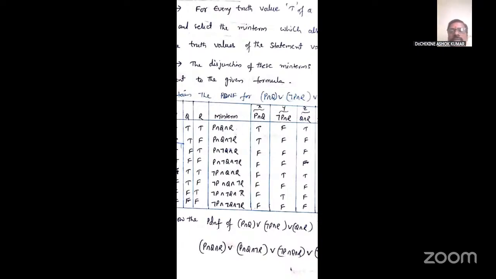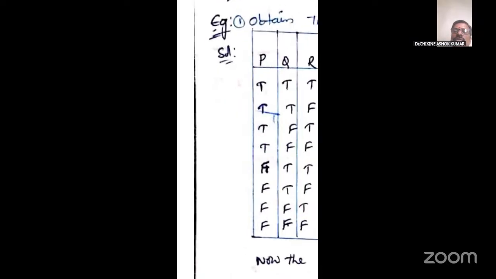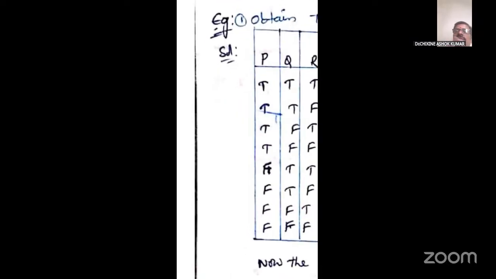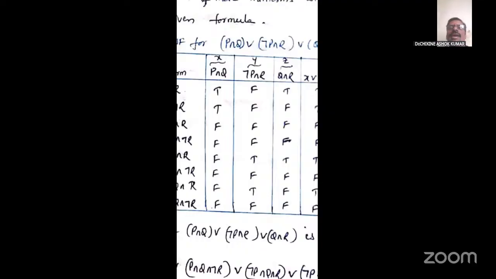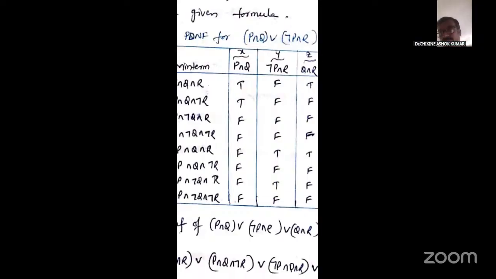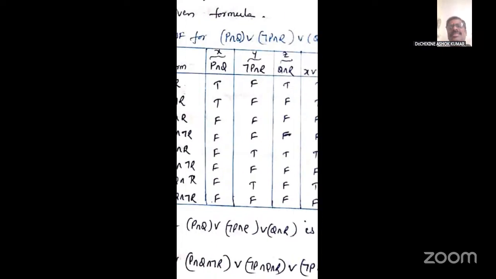Similarly, negation P intersection R. First, write the negation column of P, then negation P intersection R. That column will be here: F, T, F. Similarly, the last one, Q intersection R. For this also, for Q and R, we have to prepare the conjunction table. Wherever both are T, the result is T. Otherwise, it is false. After preparing these three products, I am assuming P intersection Q is X, negation P intersection R is Y, and Q intersection R is Z.